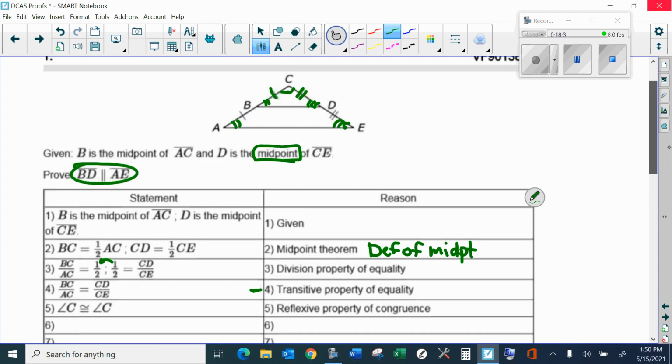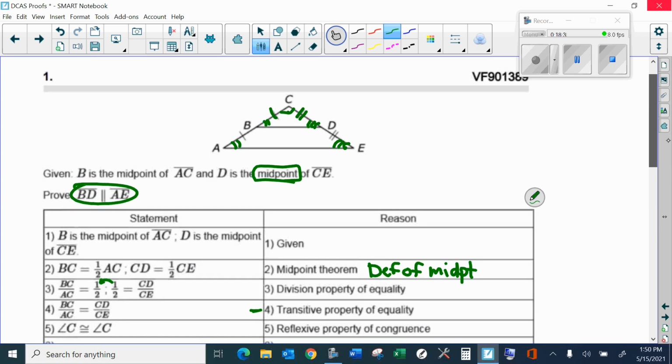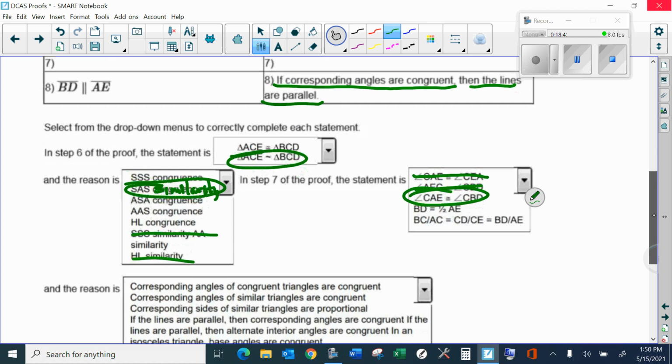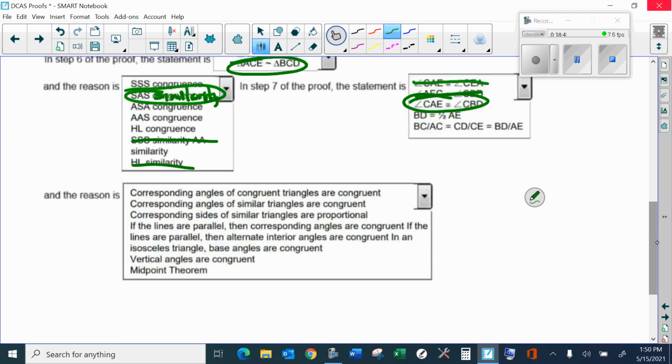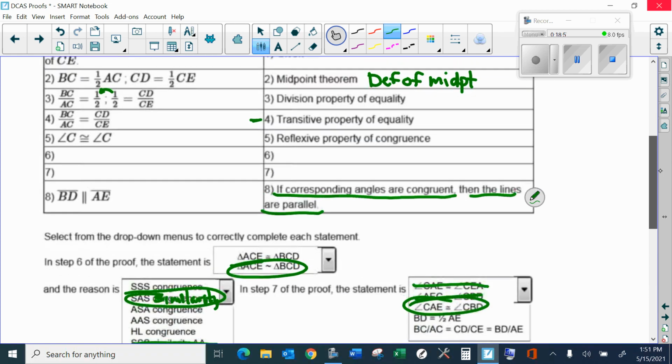CAE, that bottom one, is going to CBD. Yes, those two are congruent. So it's going to be that right there. It's going to be step 7. And the reason is corresponding angles of similar triangles are congruent. Right there. And then the last step is already there for us.